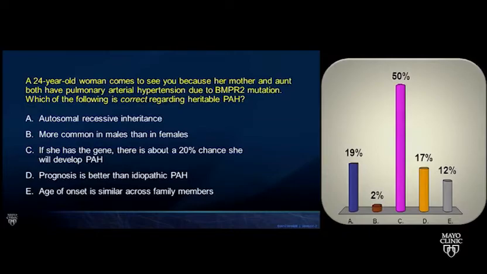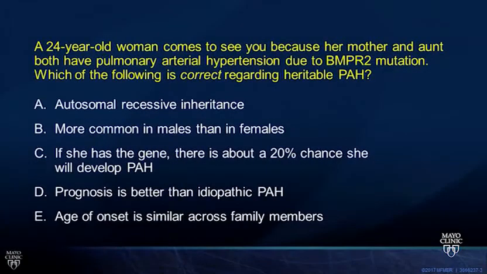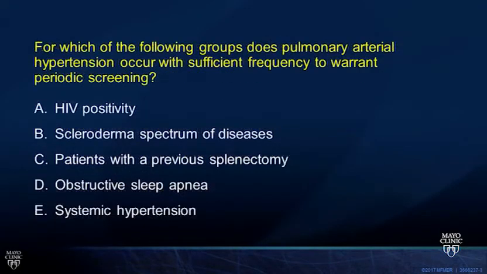Okay, next question. For which of the following groups does pulmonary arterial hypertension occur with sufficient frequency to warrant periodic screening? So these are patients who do not have a diagnosis, but they have a predilection for developing pulmonary hypertension. HIV positivity, scleroderma, previous splenectomy, obstructive sleep apnea, or systemic hypertension.